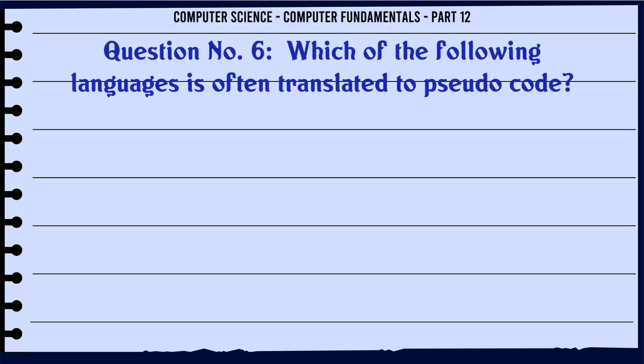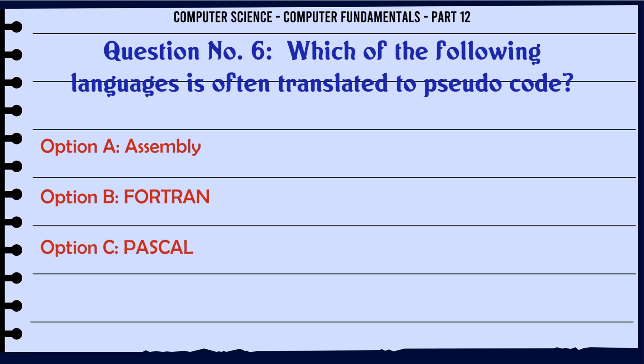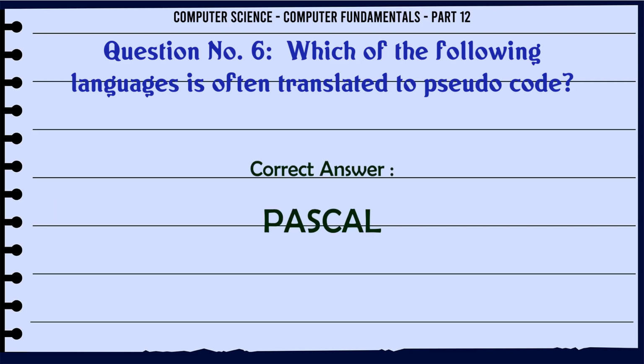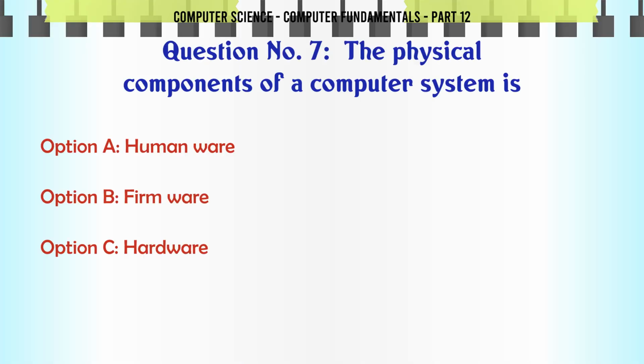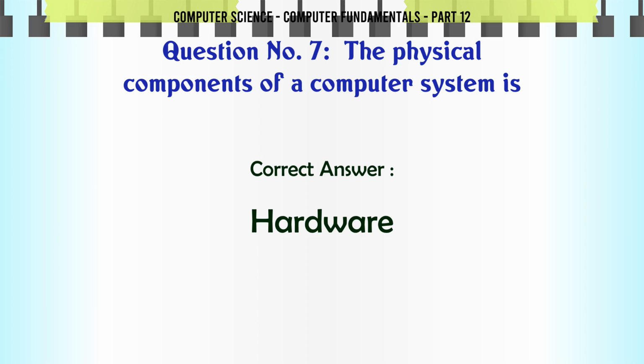Which of the following languages is often translated to pseudocode? A. Assembly. B. Fortran. C. Pascal. D. Basic. The correct answer is Pascal. The physical components of a computer system is A. Humanware. B. Firmware. C. Hardware. D. Software. The correct answer is hardware.